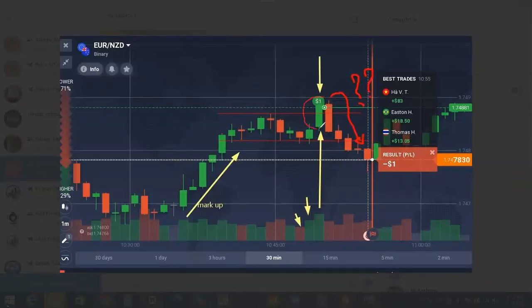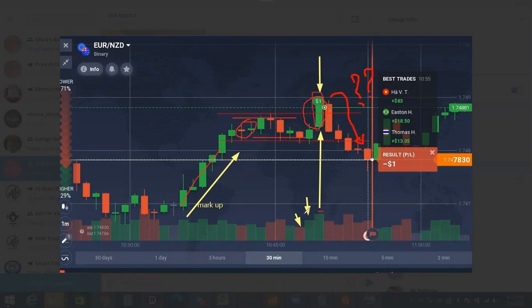Ahmad, you placed a wrong entry here. You are at the end of the uptrend and there is a signal of weakness from the buyers. Then how can the buyers go up? Because in this trend, we found the buyers are weakening here. That is a range, and that range is the last effort of the buyers.